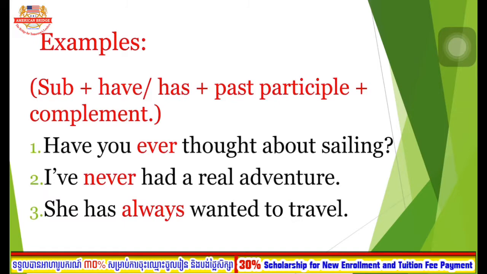She has always wanted to travel. So wanted is a past participle and had is a past participle. So never, ever, and always are used before the past participle to talk about people's experiences. Do you understand? Alright, good. So just simple with this.